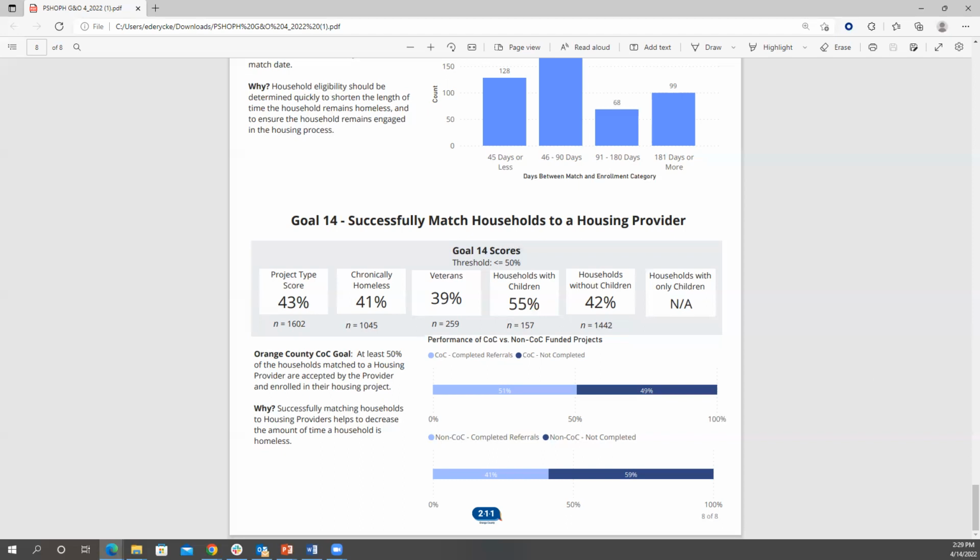Anybody worried about the rapid rehousing one? Myra likes it. Yes, Myra. You're not the one being judged, Myra, so you don't have to be worried.